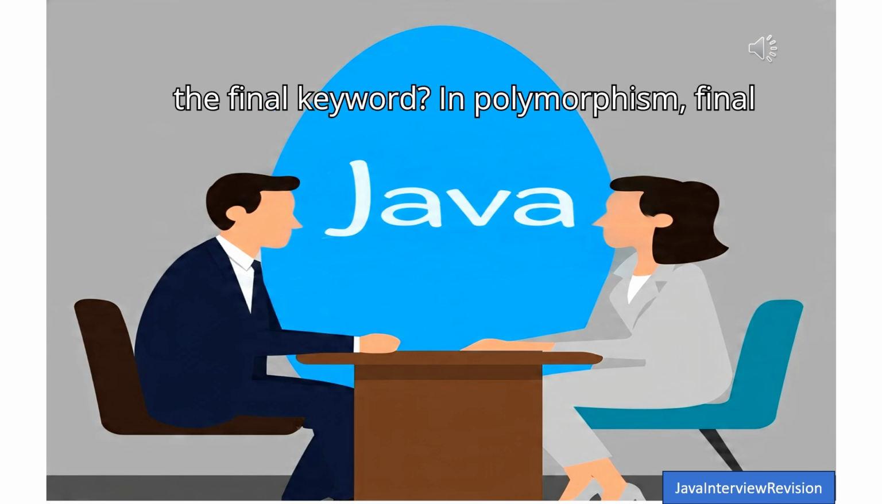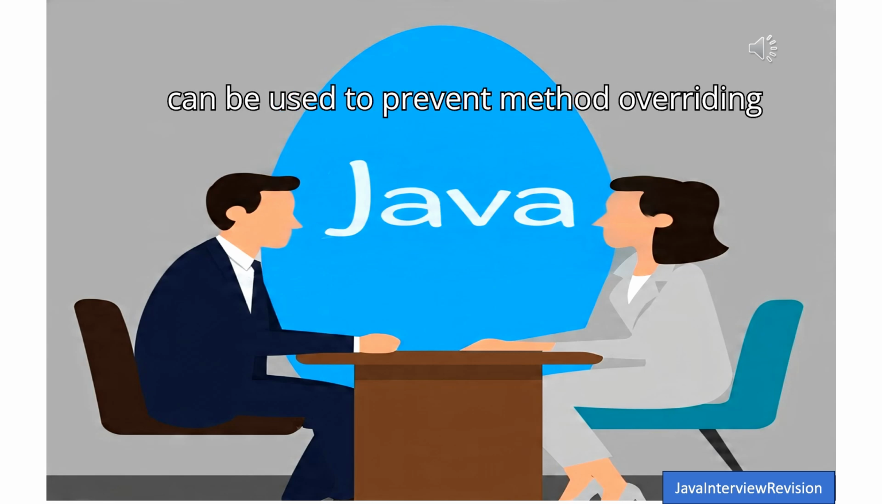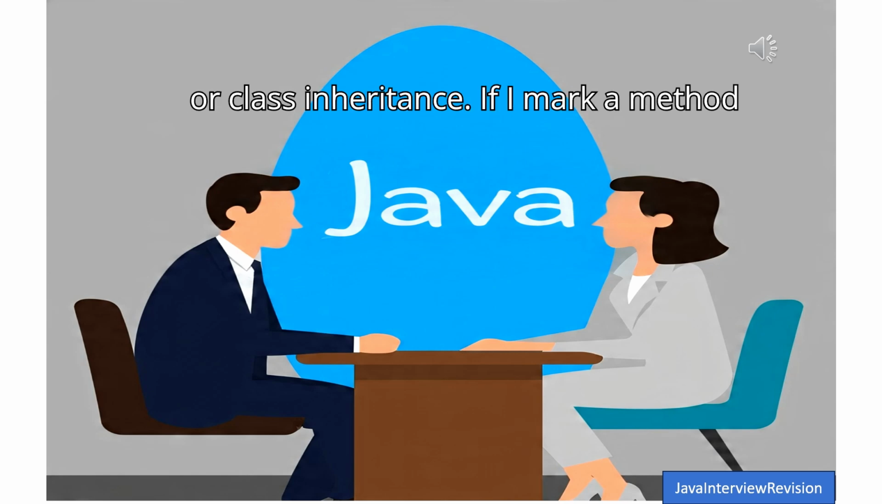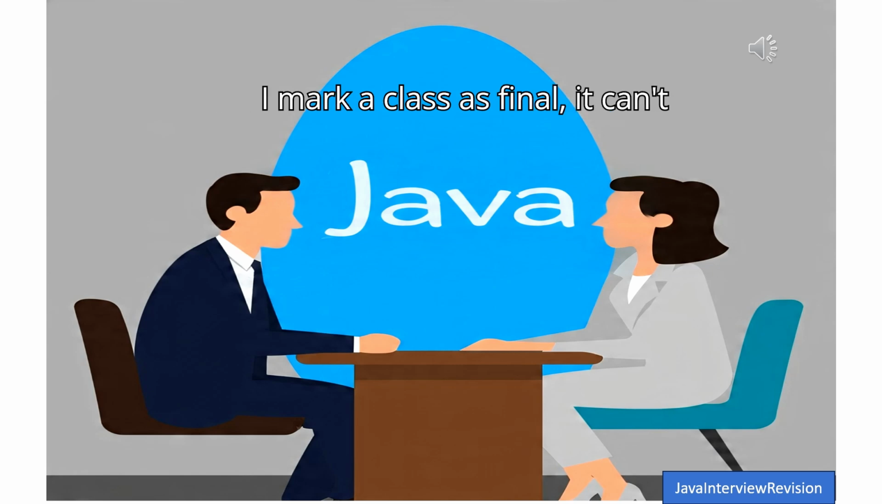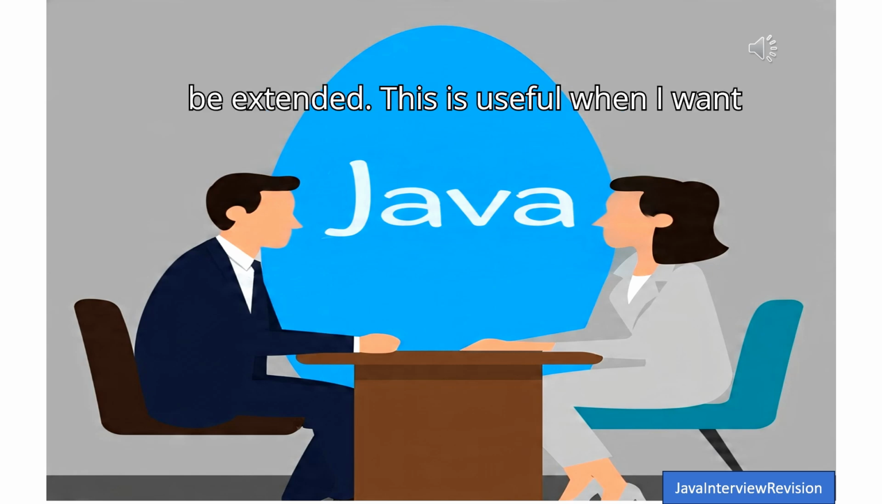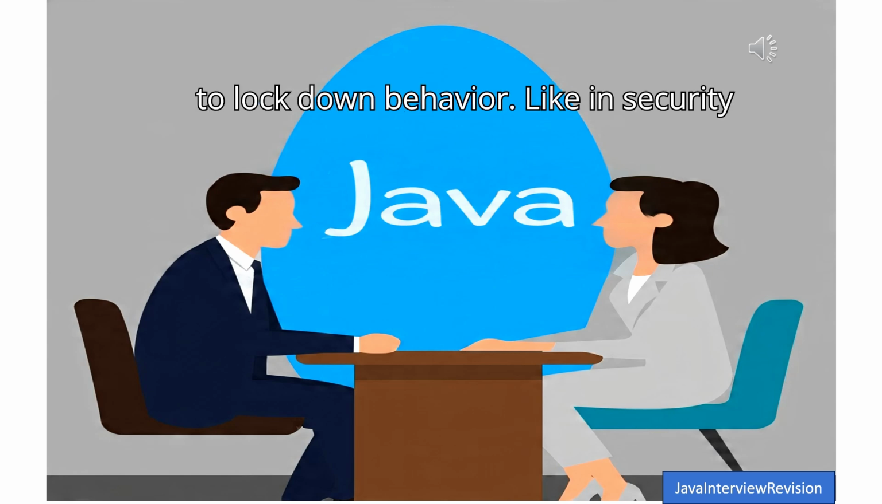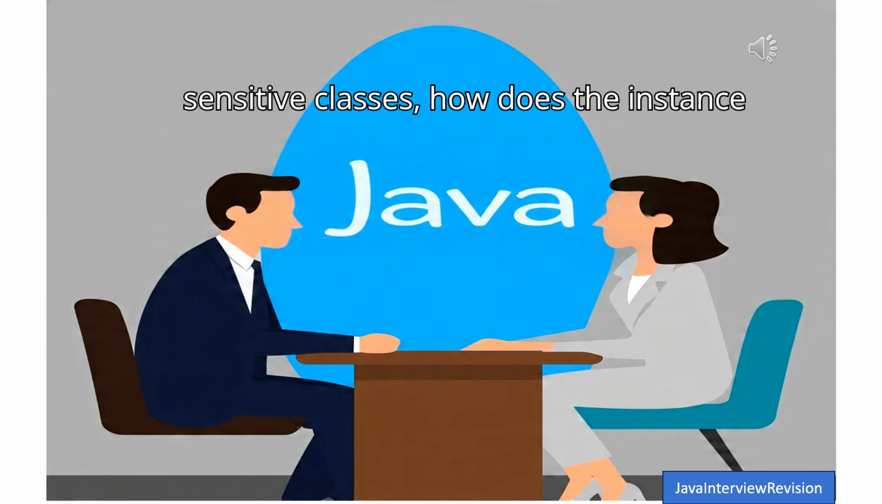What about the final keyword in polymorphism? Final can be used to prevent method overriding or class inheritance. If I mark a method as final, subclasses can't override it. If I mark a class as final, it can't be extended. This is useful when I want to lock down behavior, like in security-sensitive classes.